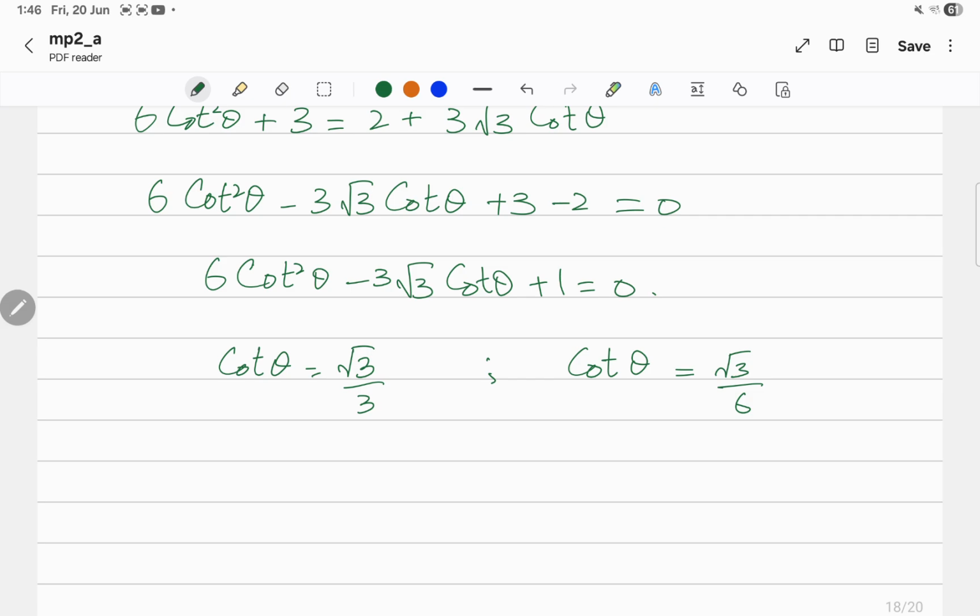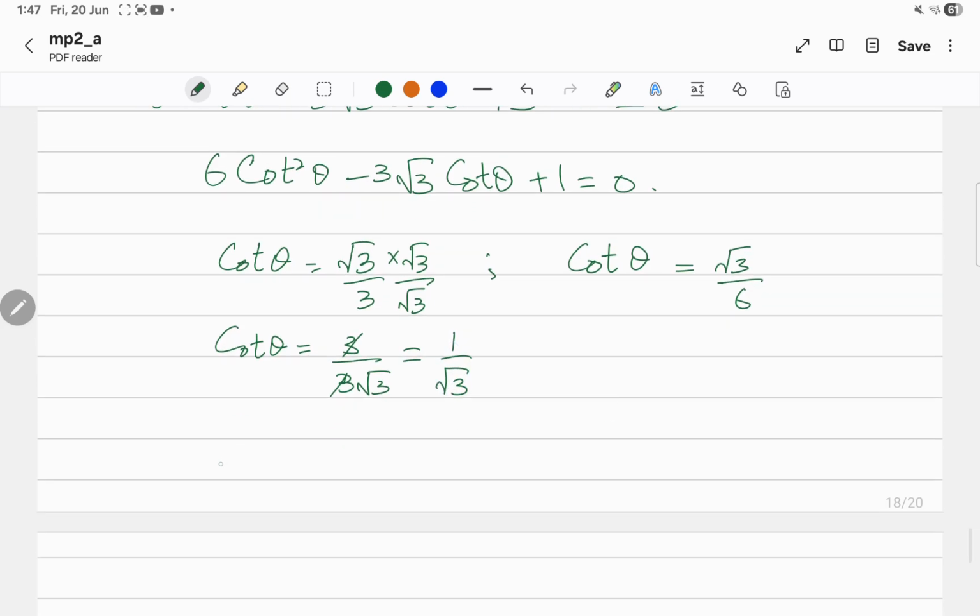We can still simplify this. If you times by root 3 up and down, then cot theta will be root 3 times root 3 is 3, and this will be 3 over root 3, so 3 and 3 cancel out, we're left with 1 over root 3. So since it's easy to solve, work out the values of theta if you switch this cotangent into tan, so tan theta should be the reciprocal of this fraction, which is root 3 over 1, so it's actually root 3.